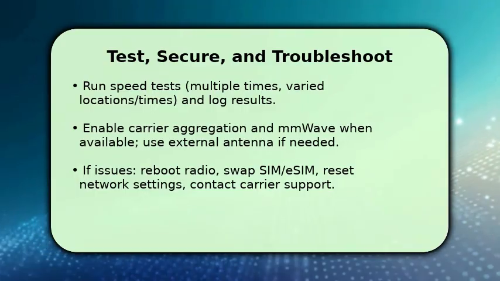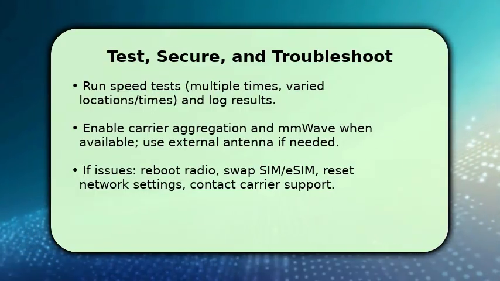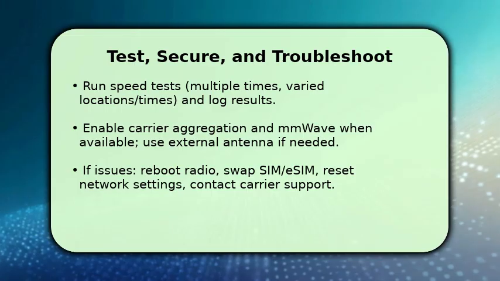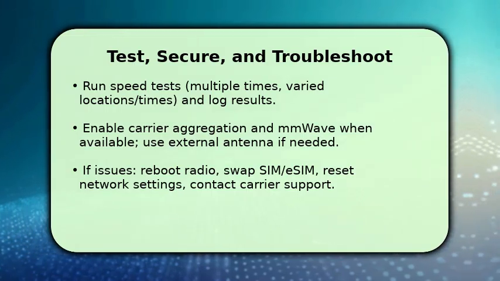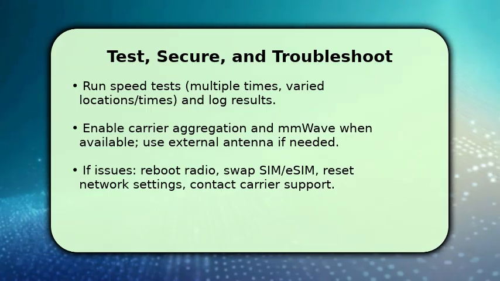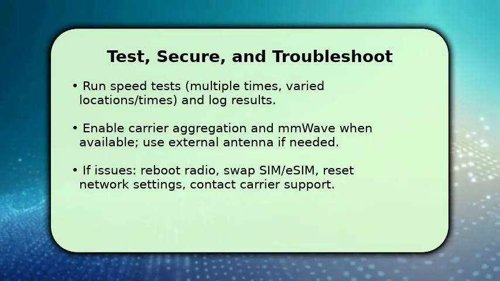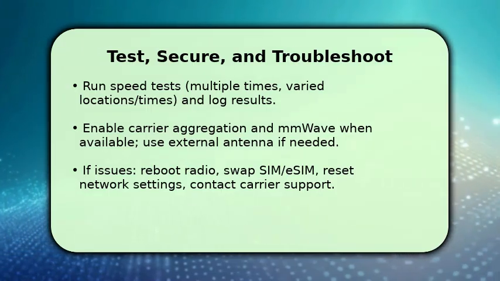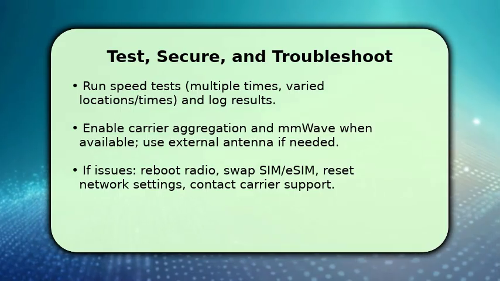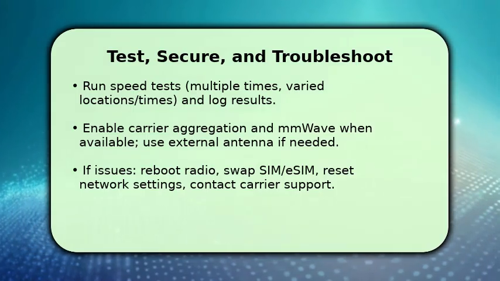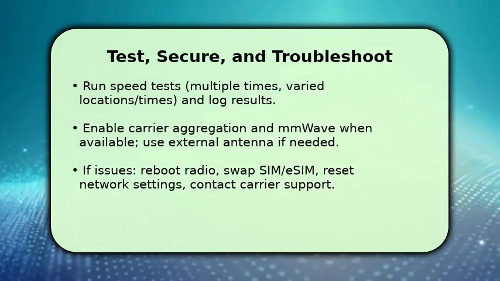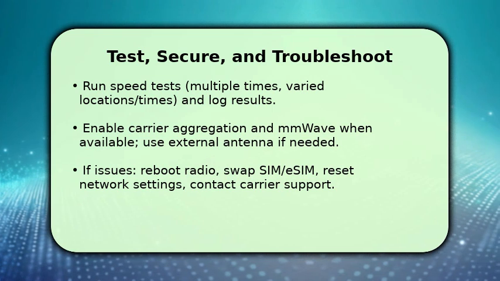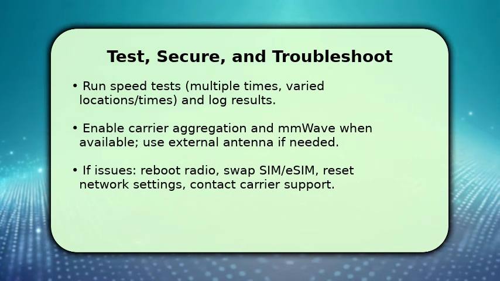Run several speed and latency tests at different times and places so you measure typical experience. Make sure carrier aggregation and mmWave are enabled where supported, and consider an external antenna or signal booster for consistent indoor coverage. If you hit problems, first reboot the radio, try the SIM or eSIM in another 5G device, and reset network settings. If that fails, escalate to carrier support with your test logs so they can pinpoint.